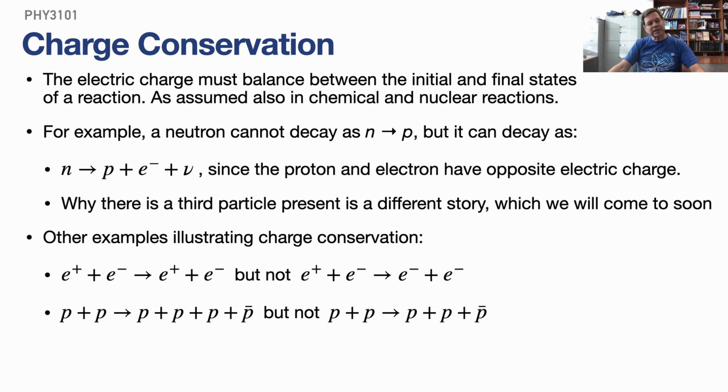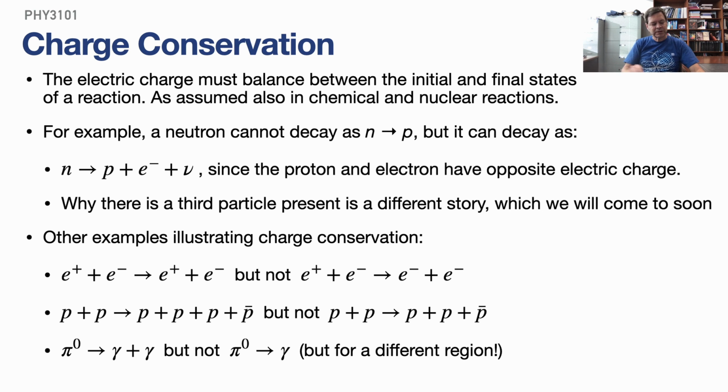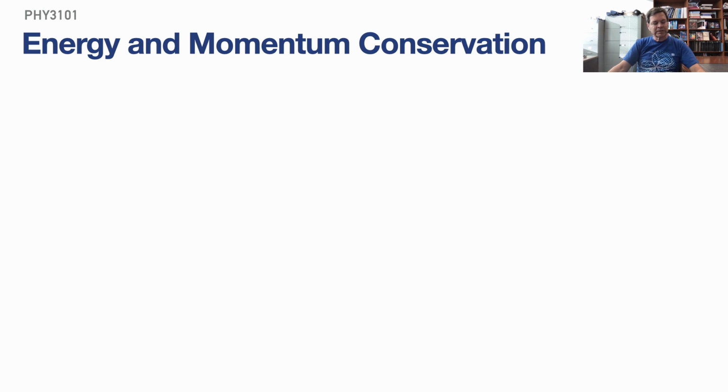Now, a more subtle case would be this one. A neutral pion, which has no electric charge, does decay, and it decays into two photons. But why doesn't it decay into a single photon? They both conserve electric charge. Well, that leads us to the next conservation law, which is that energy and momentum have to be conserved as well.